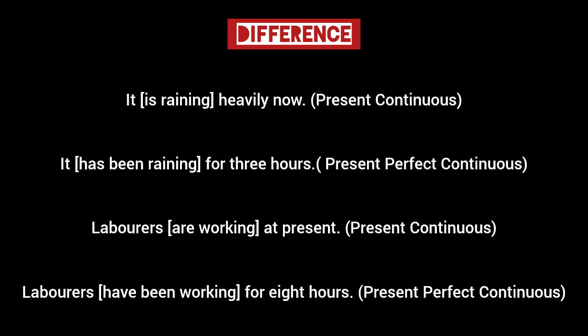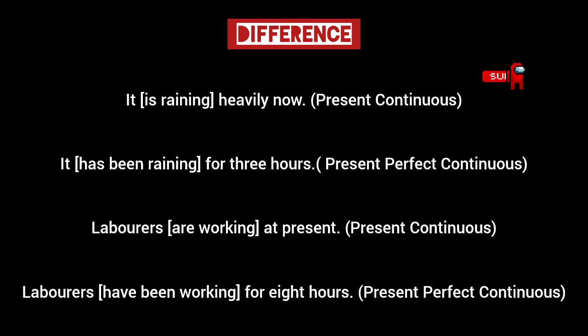Well, now let me illustrate the exact difference between the present continuous and the present perfect continuous. Look at the sentences on your screen. It is raining heavily now. In this sentence, the verb is raining is in present continuous tense. So from this tense, we understand that the rain is falling right now at this moment of time. We get no other information from this tense.